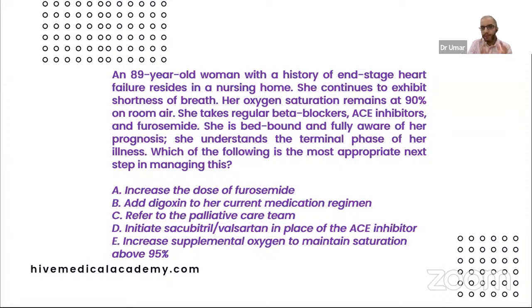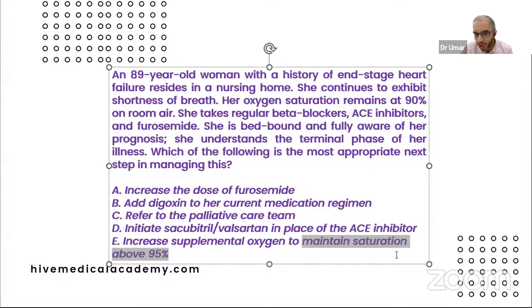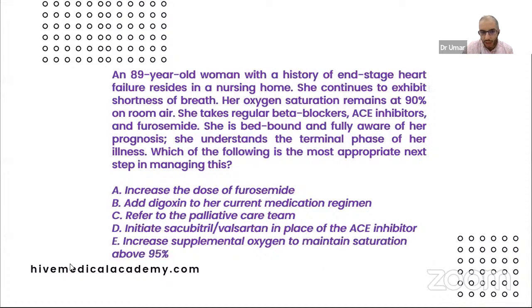We don't want to intervene with anything else. And I think the key thing that really swings it for me in the wording is "increase supplemental oxygen." It doesn't say to improve her shortness of breath, it says to maintain saturation above 95%. That gives you a clue, because I'm not aware of any guidelines about keeping people's saturations above 95% in end-stage heart failure. So this should tell you that this answer is not correct as well.